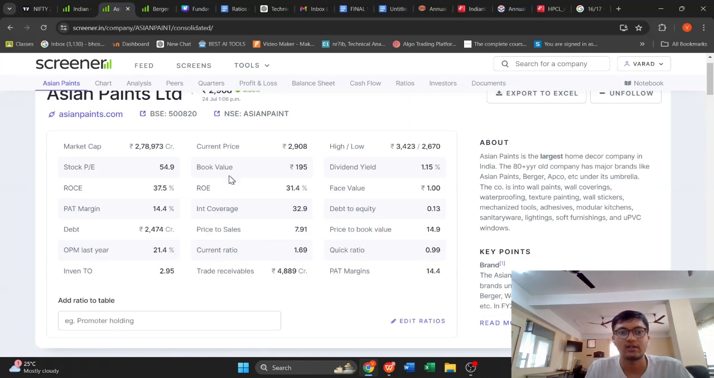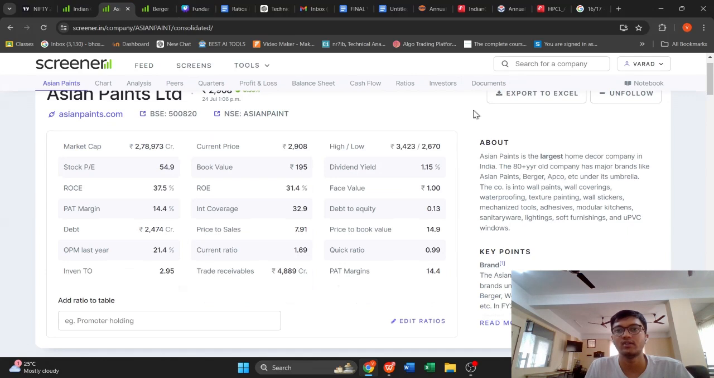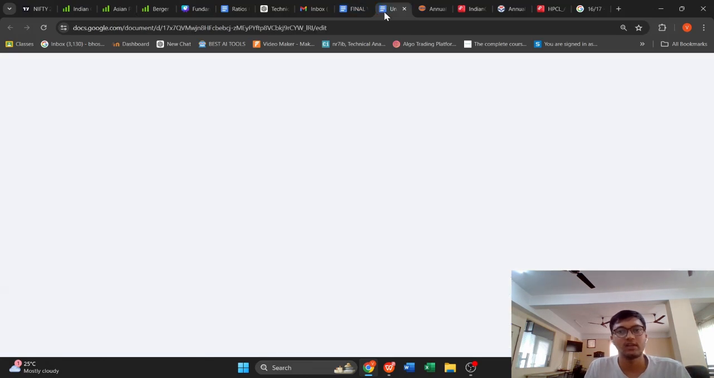The company is having less debt, I think that's why 2,400 crores. Actually, Berger is having less debt, and still they are having a lower interest coverage ratio. So maybe Asian Paints is a good deal, and like that you have to see.